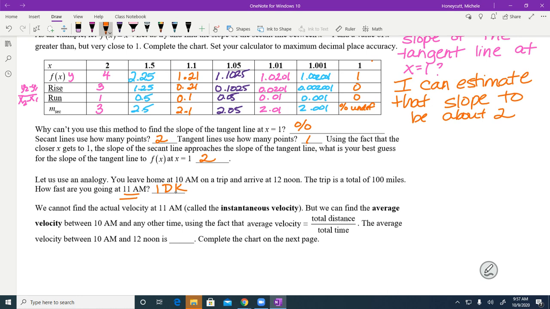So we can't find the actual velocity at 11 a.m. That's called the instantaneous velocity. But I can find the average velocity from 10 to 12, and I can do that by taking the total distance, which is 100 miles, dividing it by the total time from 10 to noon, which is 2 hours. So, oh look, my average velocity is 50 miles an hour. Now, I probably wasn't driving exactly 50 miles per hour at 11 a.m., but I could find the average velocity to be 50 miles an hour overall.